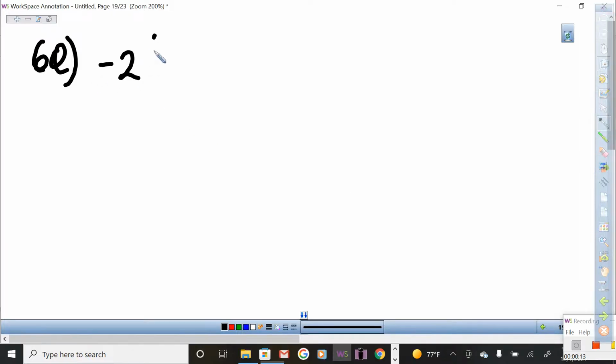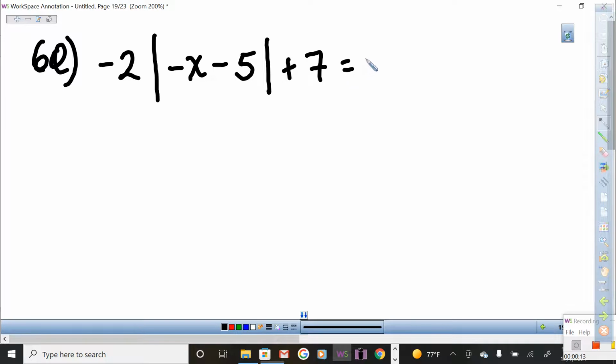-2 times the absolute value of negative x minus 5, close the absolute value, plus 7 equals 1. All right, so let's solve this.